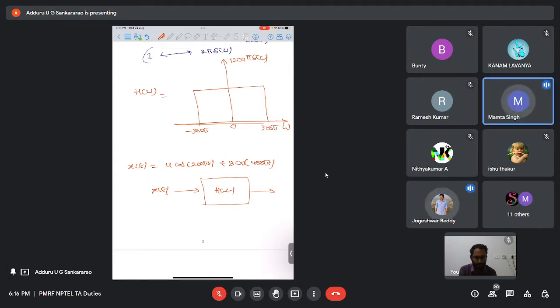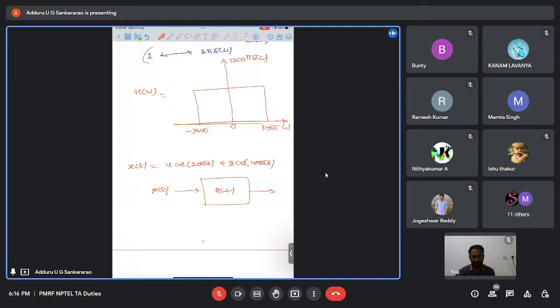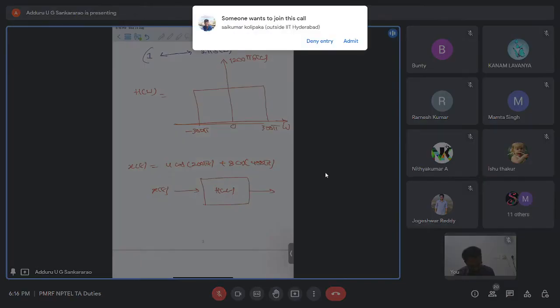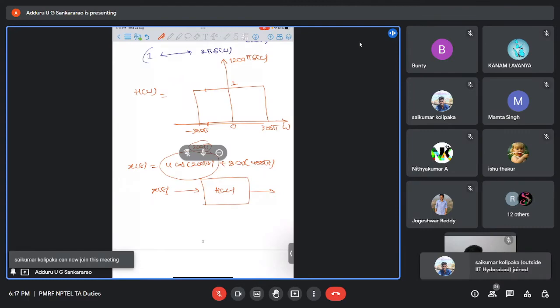So 200 cos 200 pi t will pass out and 400 pi t will be rejected. Exactly, yes. If you see the filter, the first term of x of t has frequency omega 200 pi. Now at 200 pi, what is the gain? The gain of the filter is 2, right? I already told you right here.